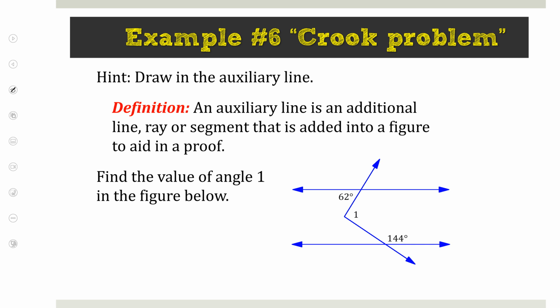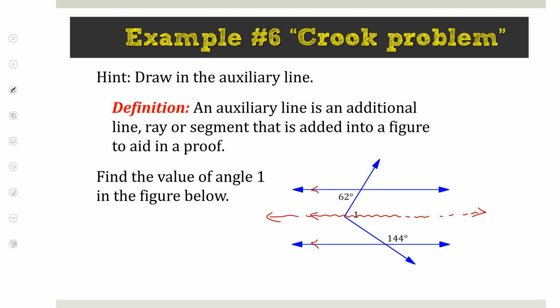Well, the first thing I need is what's called an auxiliary line. I'm going to draw a line through that point of intersection. And that line's going to be special in that all three of those lines are going to be parallel to each other. And this becomes a detective game here. I'm going to work from the top down, I'm going to work from the bottom up, and sometimes I'm going to work from the center out. I can't stress this enough.